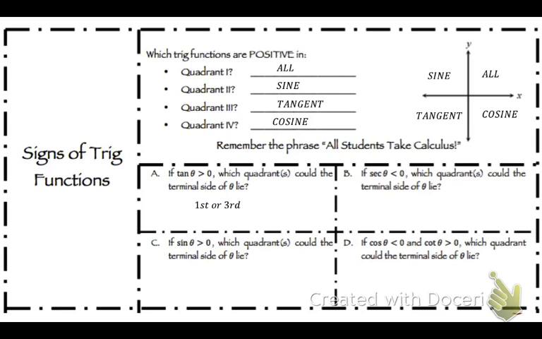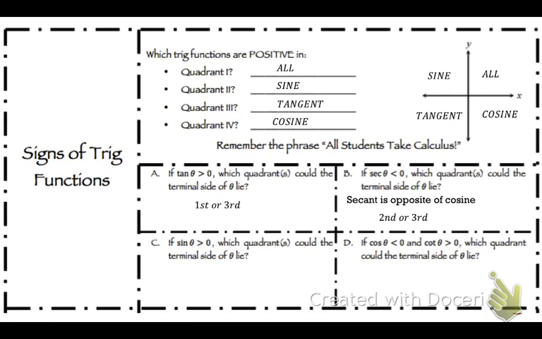If secant is less than 0, which quadrant could that terminal side lie in? Well, secant goes with cosine. So wherever cosine is negative, secant is negative. Everything's positive in the first quadrant, which means cosine is positive, which means secant is positive. So that's not going to work. Sine is positive in the second quadrant, which means cosine is negative, which means secant is negative. So the second quadrant is one of them. And then let's look at the third quadrant. Tangent is the only thing positive there, which means cosine is negative, which means secant is negative. So that's the second or the third.